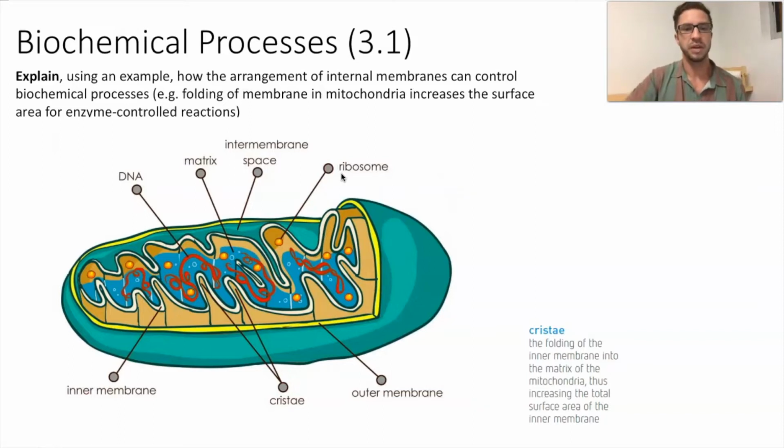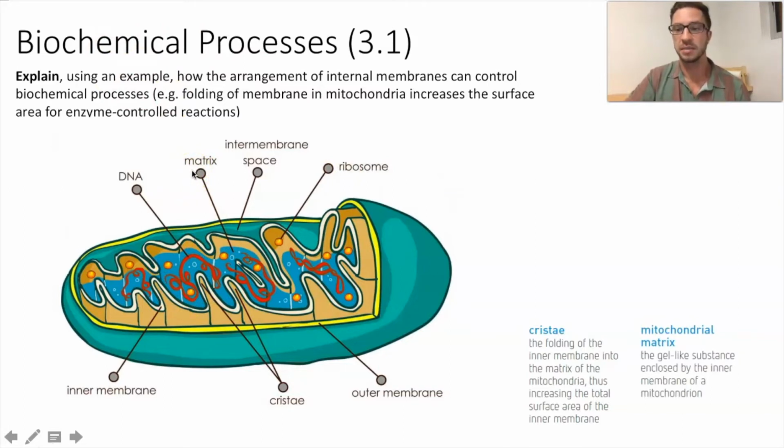The space within the folds, in between them, is called the matrix, and it's this gel-like substance enclosed by the inner membrane of the mitochondrion. The folding of the cristae means no part of the matrix is far from the inner membrane, so therefore it's just a little distance between every part of the cristae and the matrix, and that just facilitates and enables diffusion to occur.